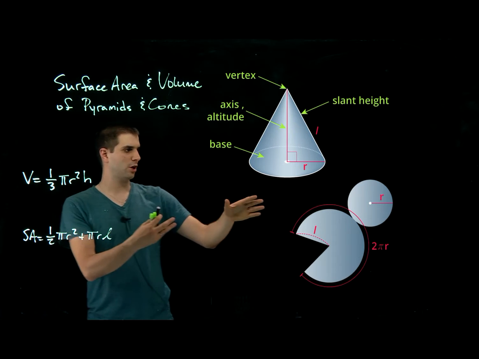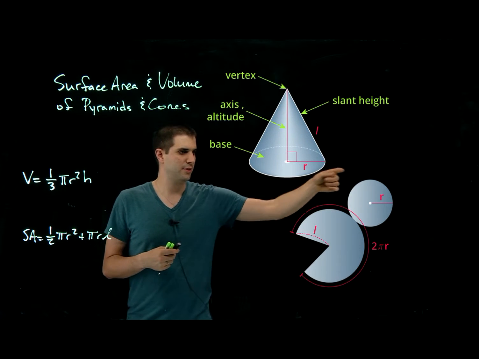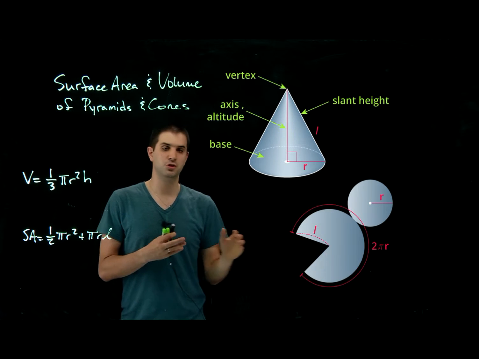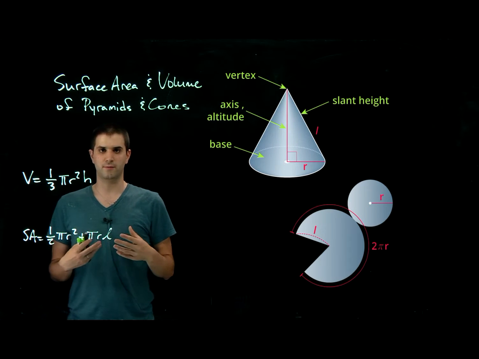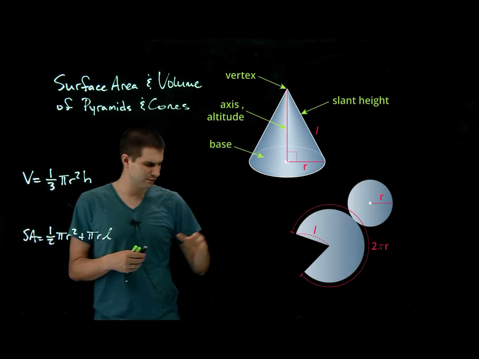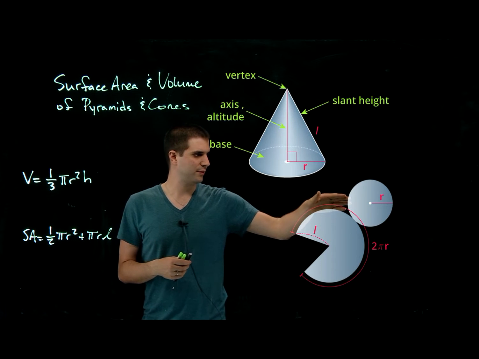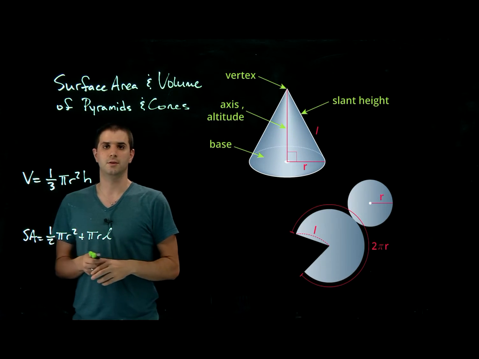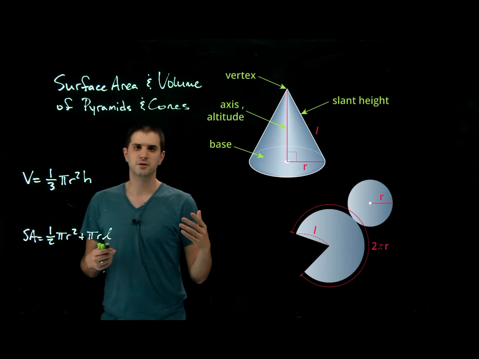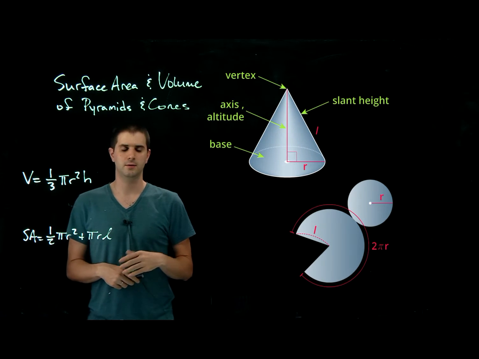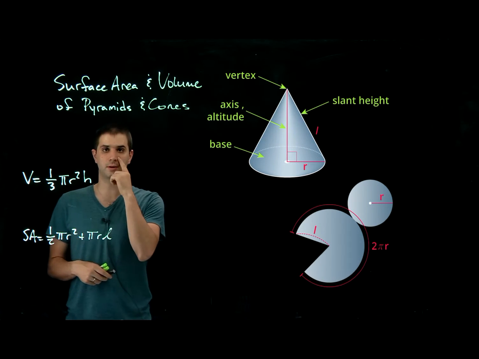Okay, if we look at our picture, our net, this distance here is going to be 2 pi r. That's going to be the circumference of the circle. And finally, in this circle we have the radius there. So these are just some parts of the cone that we want to look at.